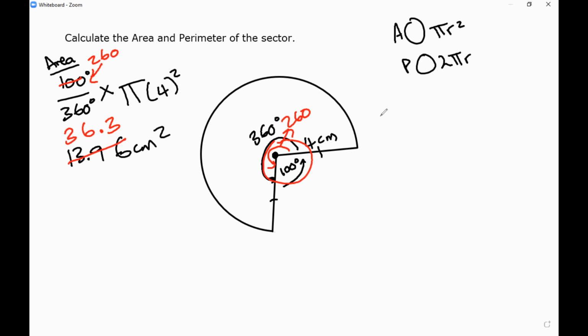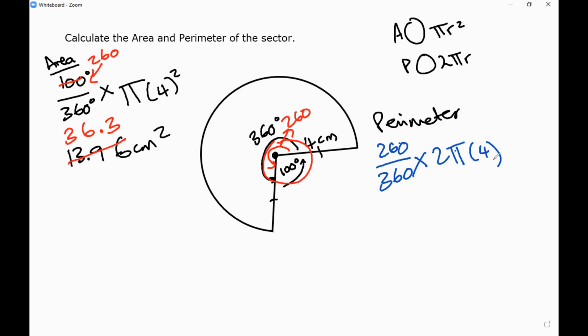Perimeter is calculated by simply adding all the sides, right? But we have this side that goes all the way around like this. That is a fraction. 260 out of 360 multiplied by the circumference, 2 times pi times the radius, which is 4. So that's going to be 2 pi r, right? 2 pi r. No squaring involved in this.